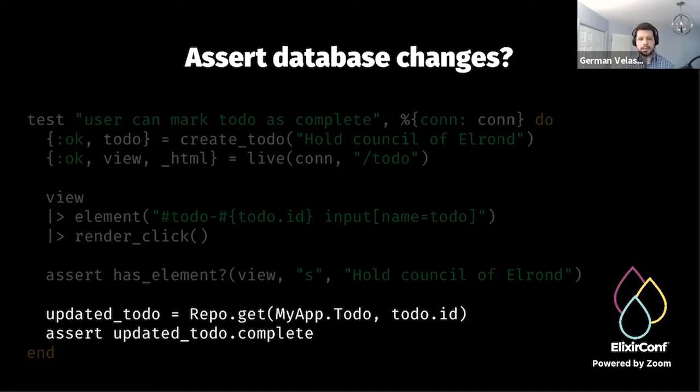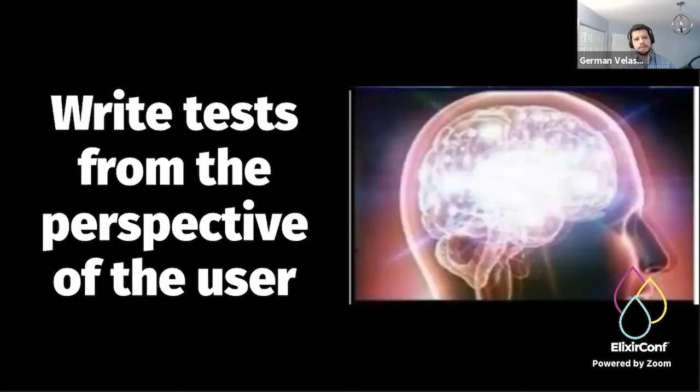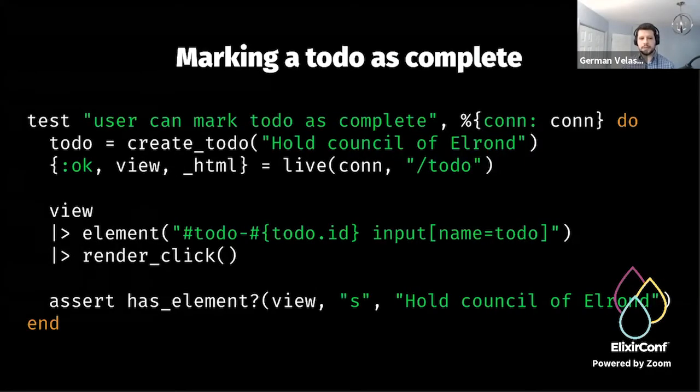completed. Now, I think of this as a code smell because LiveView is fundamentally about the UI. So we want to test UI interactions, not things against the database. Or another way to put it is we want to write tests from the perspective of the user, right? So what I would do is keep the test this way, right? Just make sure that you write assertions about what the user can see.